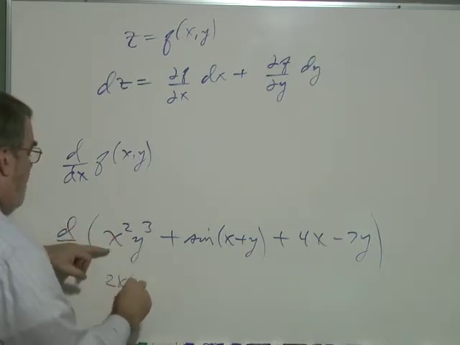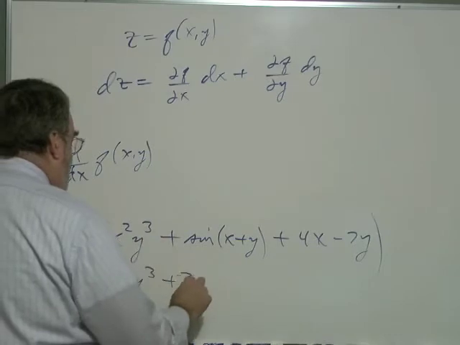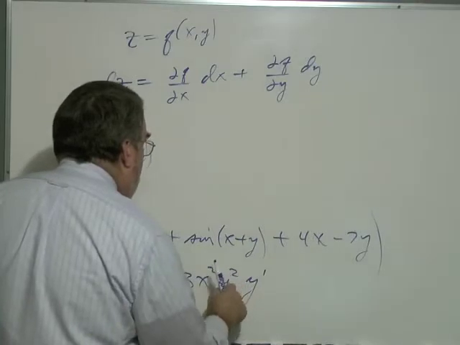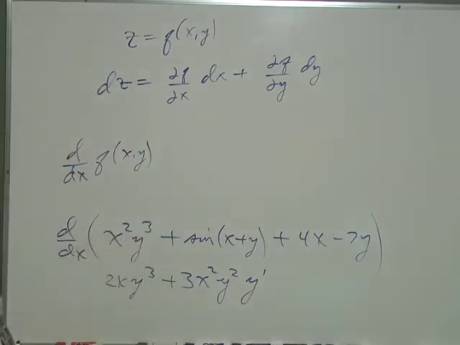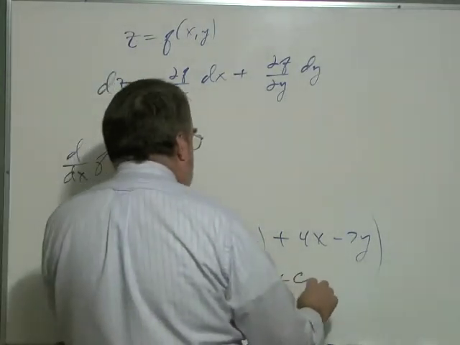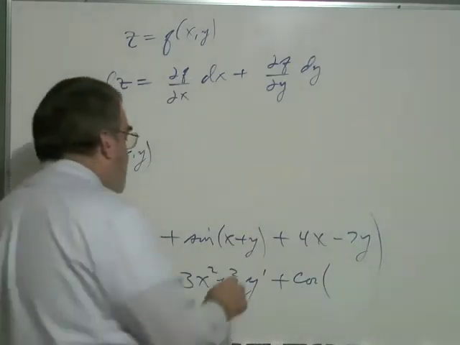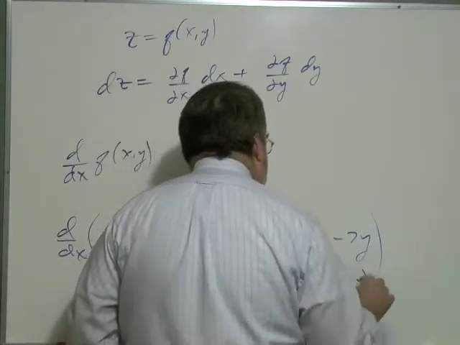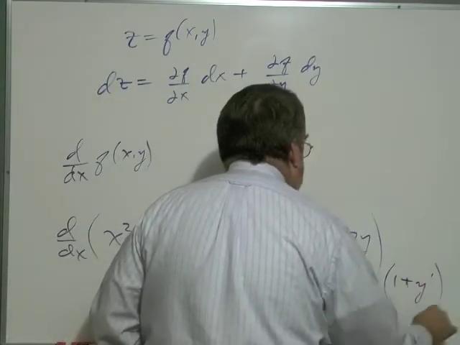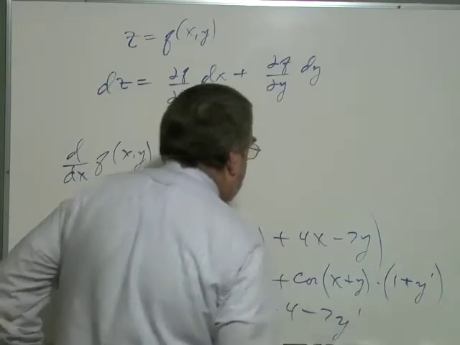If I was taking this derivative, I would first take the derivative of x squared and get 2x times y cubed. And then, because of the product rule, I would have 3x squared y squared times y prime. The y prime is the part we get by doing implicit differentiation. Here I have the cosine of the function, x plus y, times the derivative of x plus y. Well, that derivative would be 1 plus y prime. And then this derivative would be 4, but that derivative would be minus 7y prime.